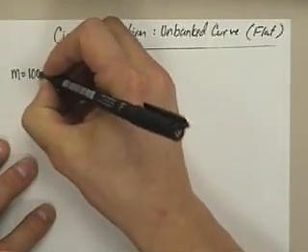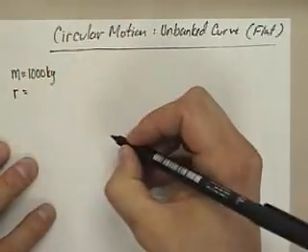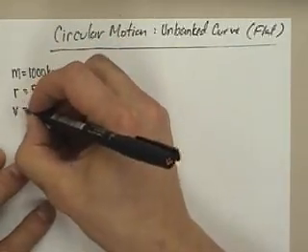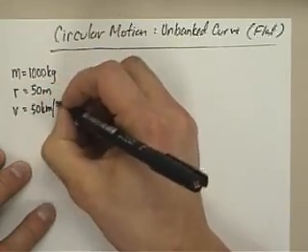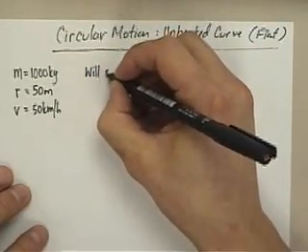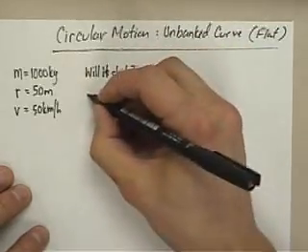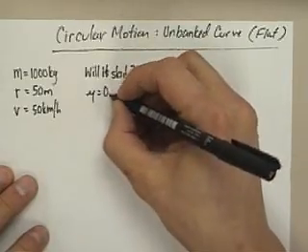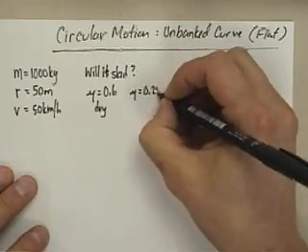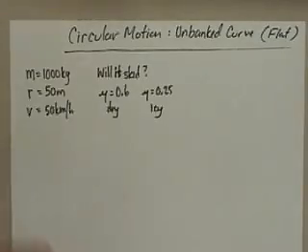Let's say that we have a 1,000-kilogram vehicle. It's pretty small. Radius of the turn is going to be 50 meters, and your velocity would be 50 kilometers an hour. And we want to know, will it skid if our coefficient of friction is 0.6, which is going to be dry road, or 0.25, which is an icy road. Okay, so that's our information without actually writing out a question.